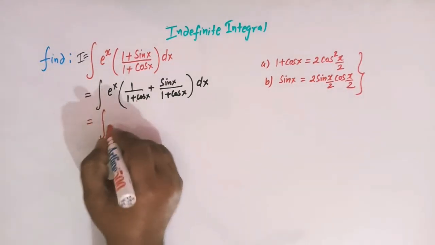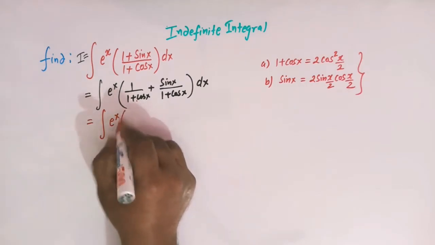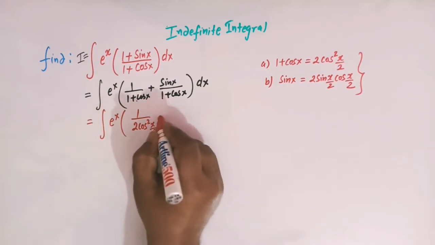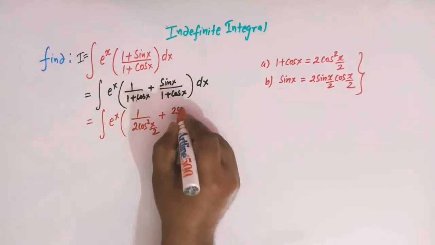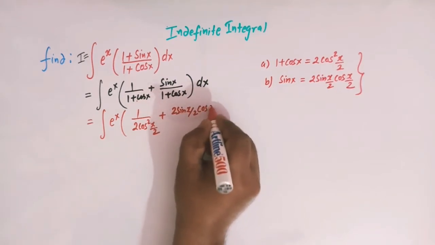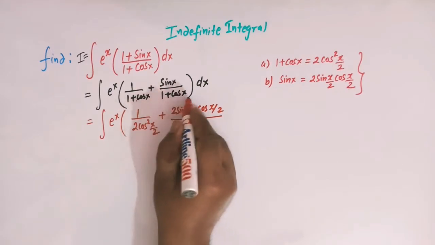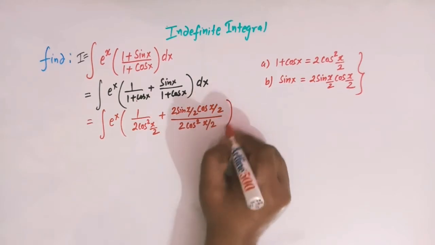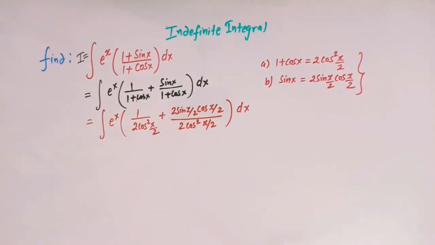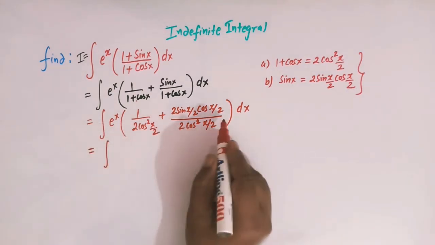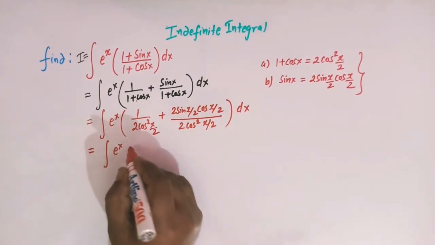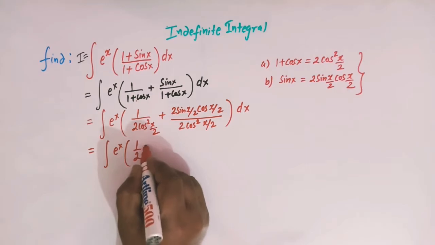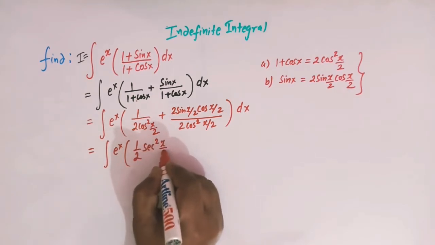So now this integral becomes e raised to x times, 1 over 2 cos square x over 2, plus 2 sin x over 2 cos x over 2 over 2 cos square x over 2, dx. Now we can simplify this. We have e raised to x, and here we have half, and 1 over cos square x over 2 is sec square x over 2.